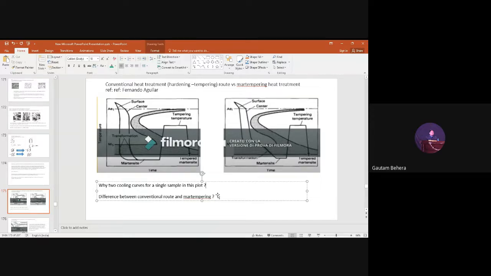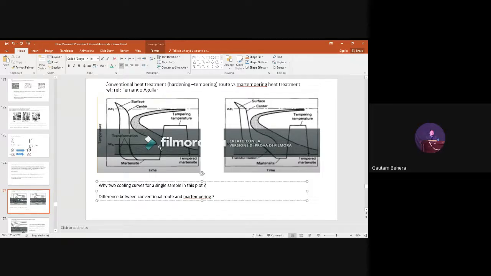What is the difference between this curve and this curve? This plot and this plot? It is clearly visible. Just look at the cooling curve and you can easily answer. Sir, in martempering, there is an additional holding time before the martensite start temperature. Okay, fine. That is right.